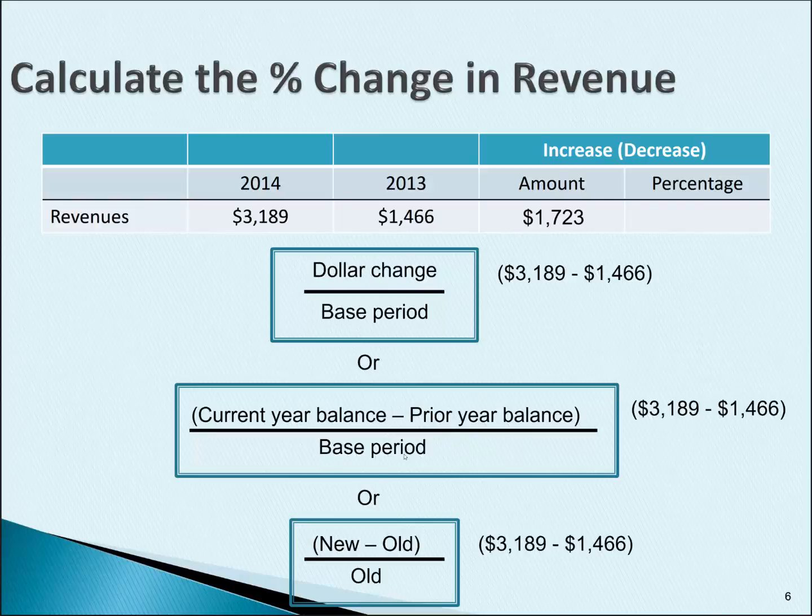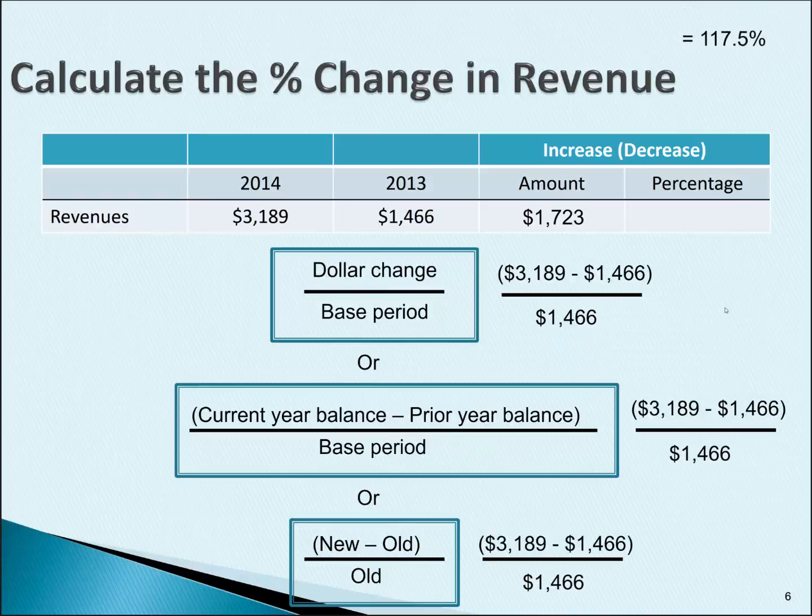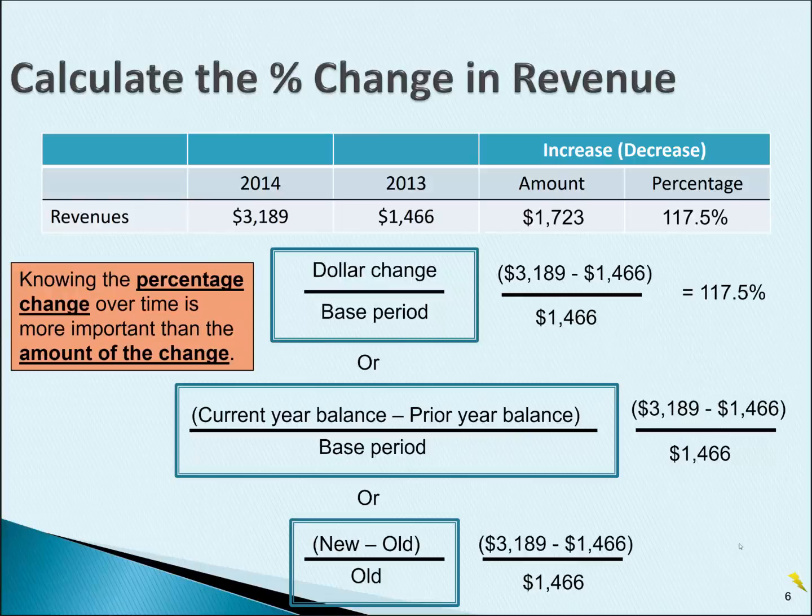So now we have the dollar change, or new minus old, on top, 1,723. And now we're just going to divide by the old year, the prior year, 1466. And when you do the math, you get a percentage change of 117.5%. And the 0.5 is assuming we're rounding to 1 decimal. Now, knowing the percentage change over time is more important than the amount of change.